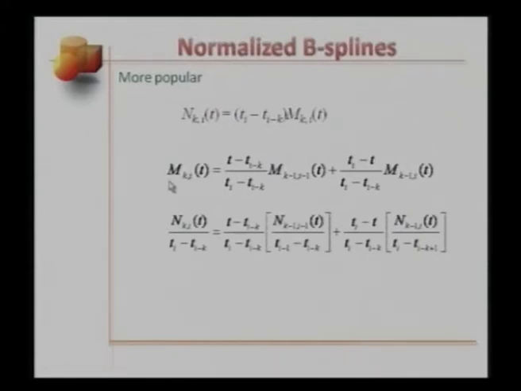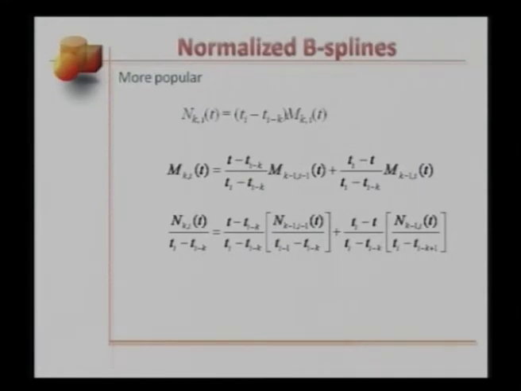Now let's substitute for these M's over here. So M_k,i(t) will be N_k,i(t) over t_i minus t_(i-k). This relation comes from here. Likewise, M_(k-1),(i-1)(t) will be N_(k-1),(i-1)(t) over t_(i-1) minus t_(i-k). Here t_(i-k) is (i-1) minus (k-1). And then M_(k-1),i is N_(k-1),i over t_i, corresponding to the last knot, minus t_(i-k+1). This is i minus k plus 1.